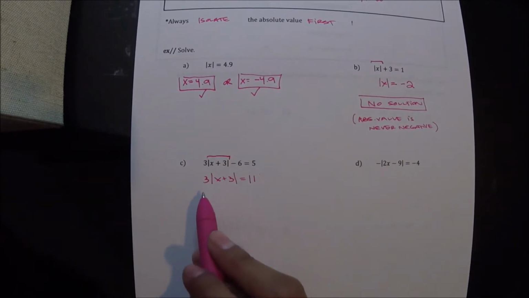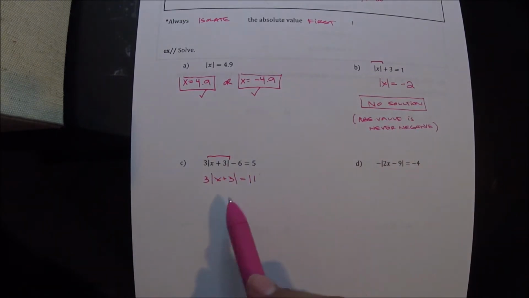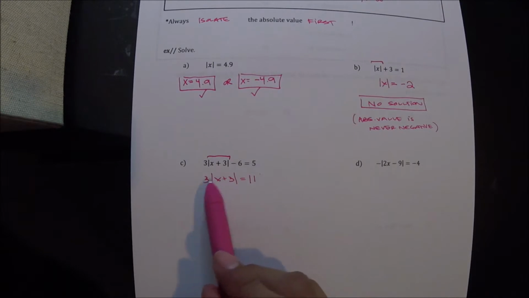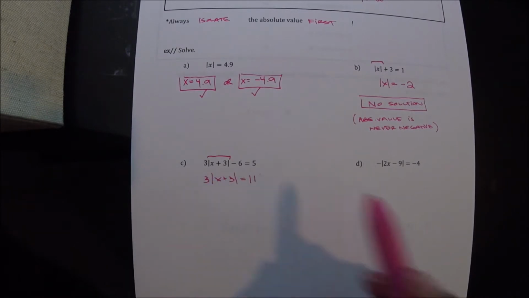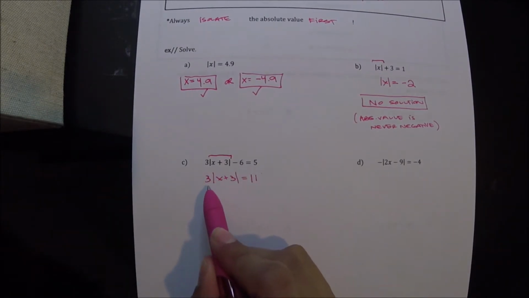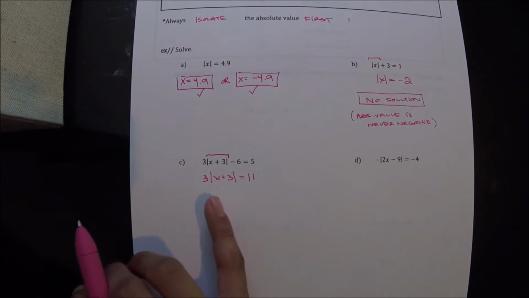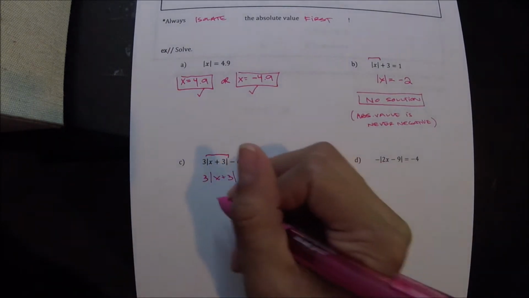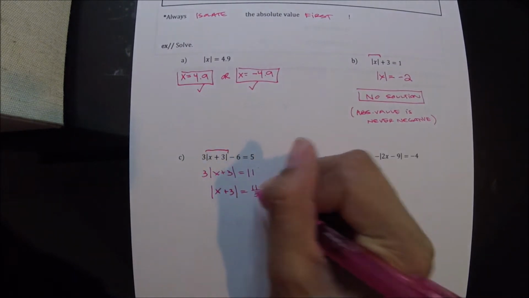Now we need to actually get rid of this 3, because if this 3 is gone, the absolute value is isolated, and then we can go ahead and use our rule. Do not distribute the 3. It doesn't work that way across absolute value. Okay, so we're not allowed to just distribute the 3, but we can get rid of it because this is 3 times the absolute value of something, and so we want to undo that by dividing both sides by 3. In which case we'd get absolute value of x plus 3 equals 11/3.